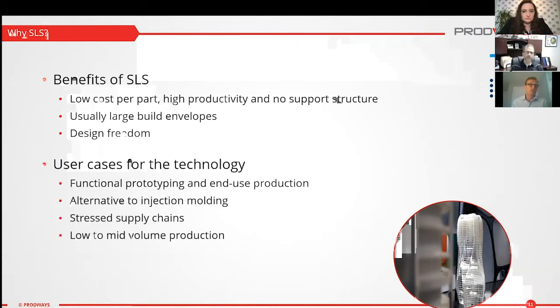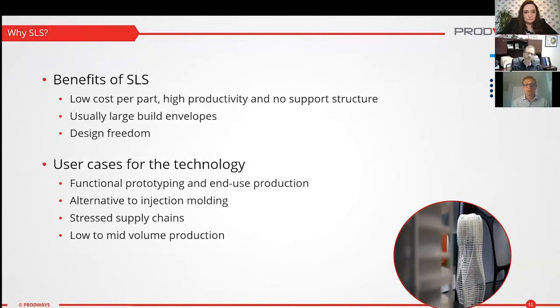So some of the use cases that we see emerging on the use of the SLS technology: functional prototyping and use production. And it's not new. It's been around. We see more and more production parts growing, but functional prototyping remains a key usage of SLS.